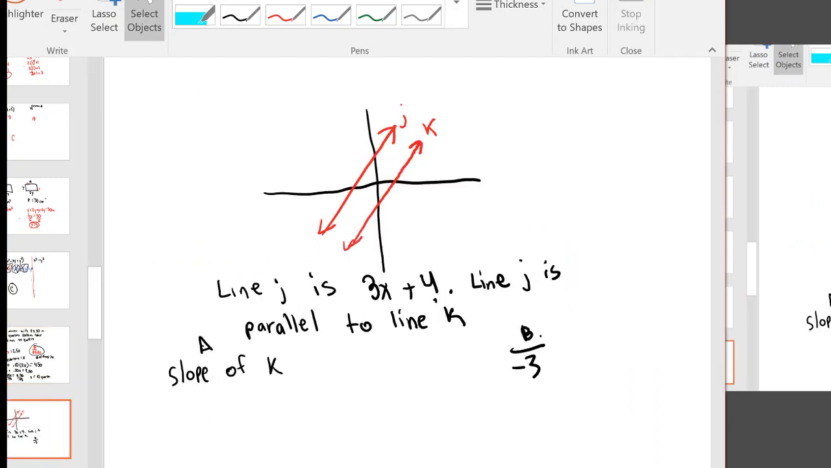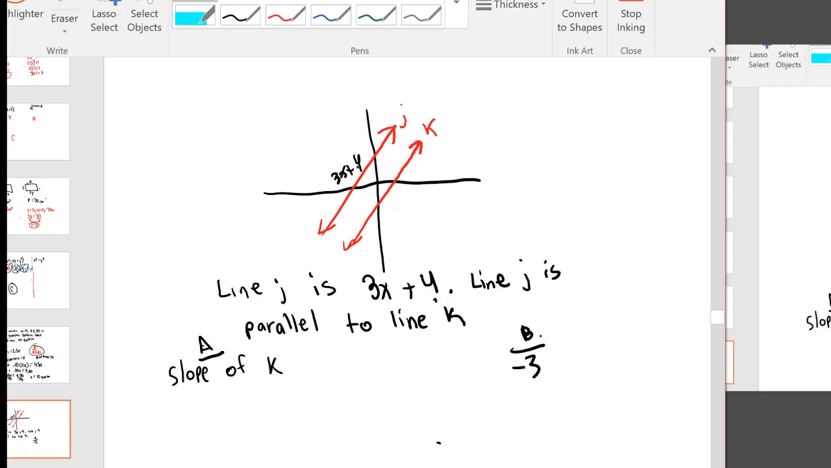All right, next one. Next one is very, very simple, but only if you know certain rules. So I'm going to teach you a very quick rule, and it's going to be very, very helpful. Okay, so line J is 3x plus 4. That means the equation of line J is 3x plus 4. Now, line J is parallel to line K.